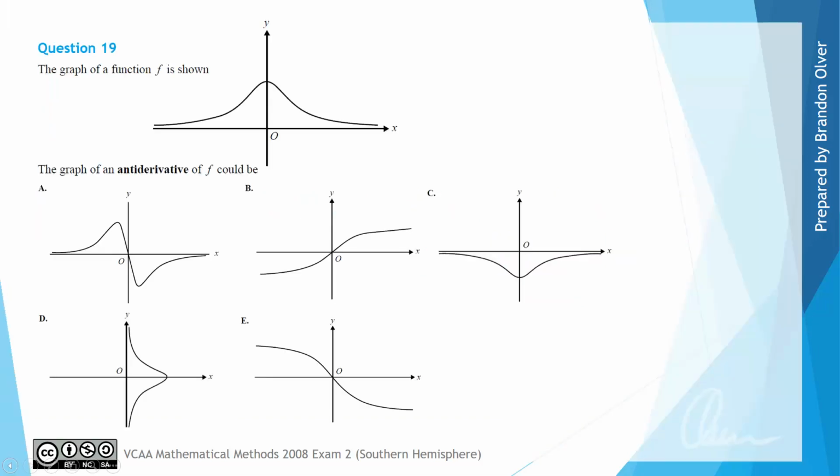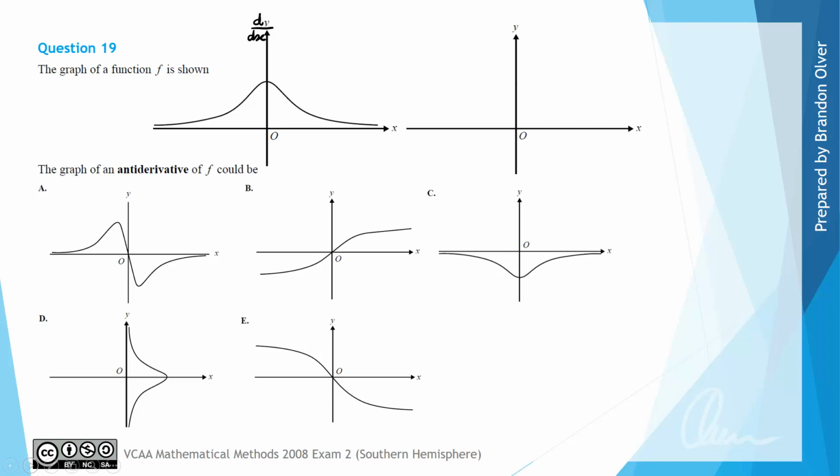So for question 19, the graph of f is shown, and the graph of an antiderivative of f could be one of the following. So what I'd like to do is start by framing this as saying that the graph that we're given is actually the derivative graph. So let's call this dy dx. So now what we're really asked to do is go from a gradient graph to the original graph.